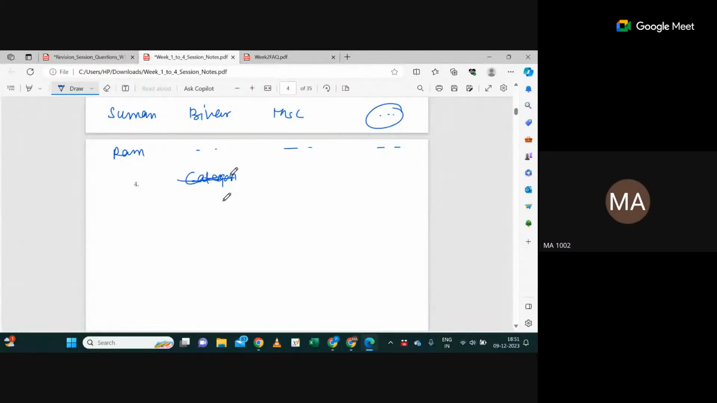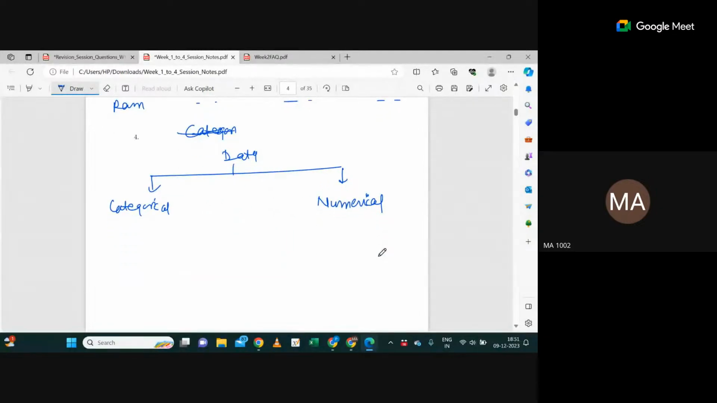let me draw here. Suppose I have data. I will be having two kinds of data: categorical and numerical, right? How will you identify which one is categorical and which one is numerical? Basically, on categorical data, I cannot perform any meaningful mathematical operation.